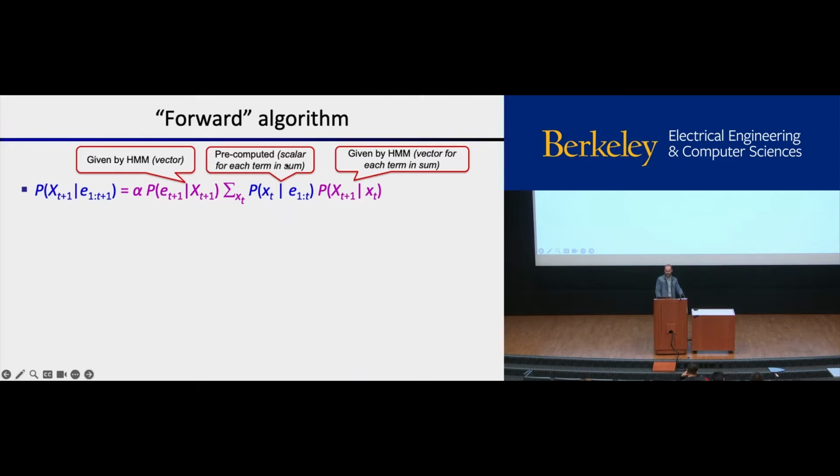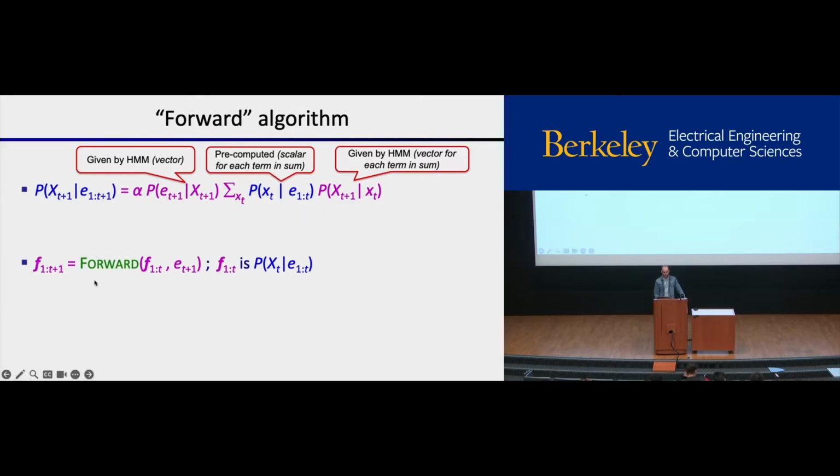This is computed in the last step, and it's a scalar, but we have one scalar for each term in this sum. This is a sum over all the values that xt could take. Let's say all these x's can take n different values. Then we have n different scalars, one for each term in the sum, and n different vectors, one for each term in the sum. So in total, this will be like n squared numbers. This will be n numbers, and this will be n numbers, where n is the number of values that the hidden state can take.